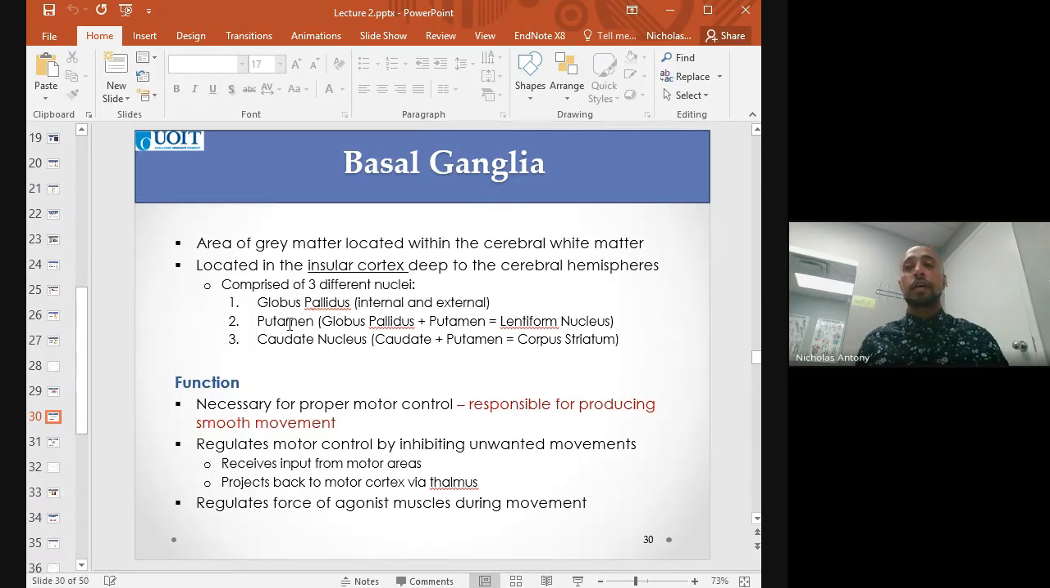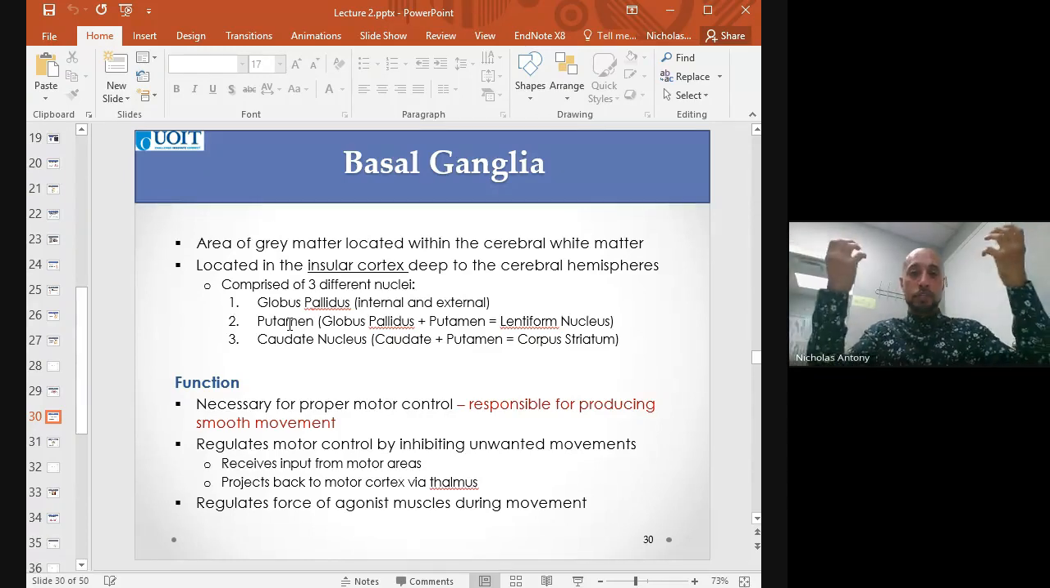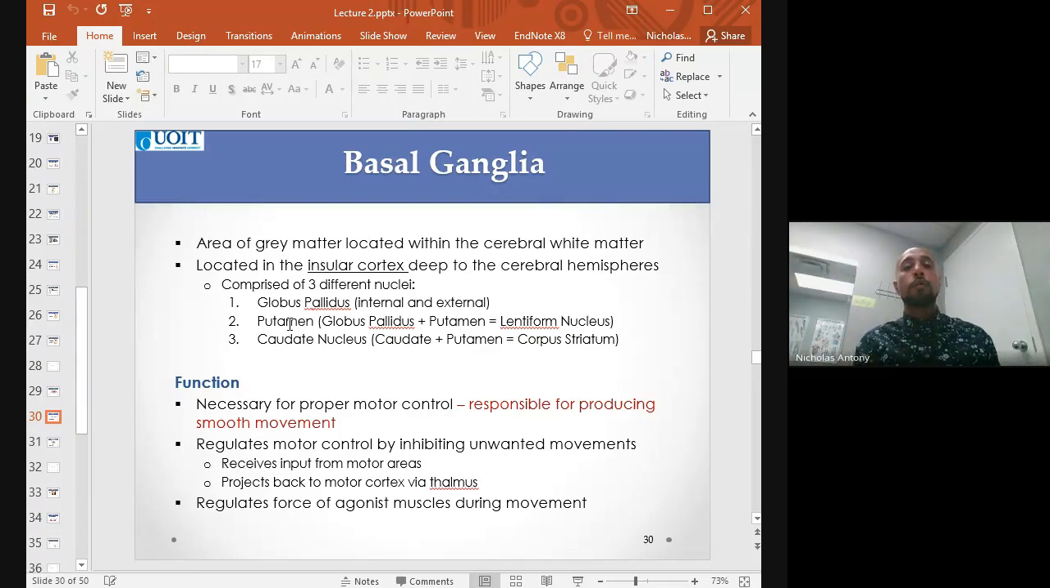It regulates our movement patterns by taking all of the information that's coming from the motor planning areas, all of the efferent information that's going down into the spinal cord. What the basal ganglia does is it regulates that to ensure that those movement patterns would be smooth. So it adjusts the force levels of the different muscles that you want to activate to make sure that the movement that you produce is smooth and fluid.